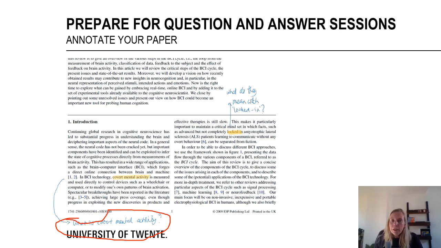Similarly, here is a phrase about completely locked-in amyotrophic lateral sclerosis patients. If you say, what do they mean with locked in? Then please ask me such questions during the question and answer sessions, and I can explain them to you. So like this, you go through the whole paper.